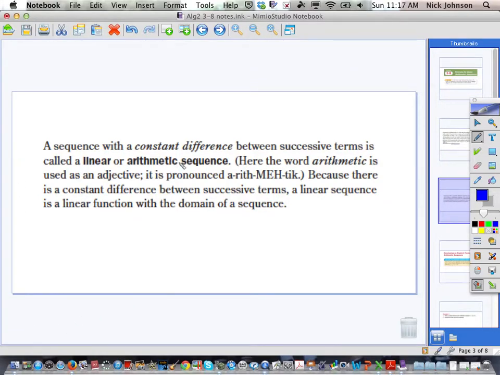A sequence with a constant difference between successive terms is called a linear or arithmetic sequence. Because there is a constant difference between successive terms, a linear sequence is a linear function with the domain of a sequence. Remember, the domain of a sequence is your natural numbers. It's our counting numbers.